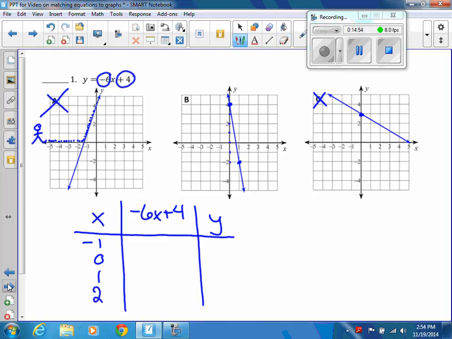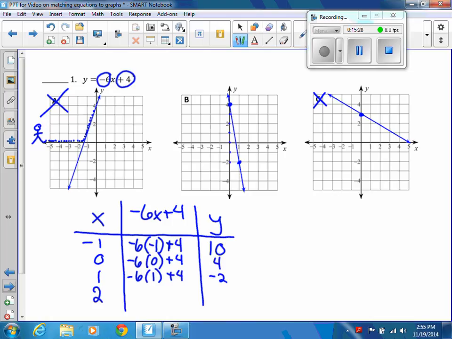Let's do that again. -6 times -1 plus 4. Okay, we got to remember our integer rules. A negative times a negative is a positive. 1 times 6 is 6. And then 6 plus 4 gives me 10. Then we have 0. Negative 6 times 0 plus 4. Well, this gives me 0. We like that. So then it's 0, 4. 1. So a negative 6 times 1 plus 4. That's a negative 6 plus 4 gives me a negative 2.